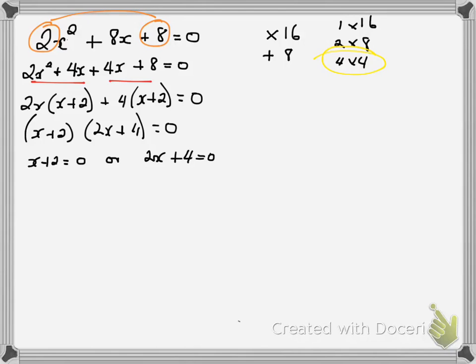And to save a bit of time, to solve these, it's going to be the first one, x equals -2, or in this case over here, x equals -2. So this question only has one solution. That one solution is x equals -2.